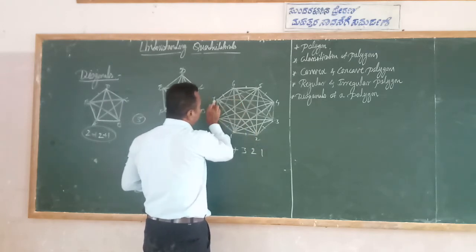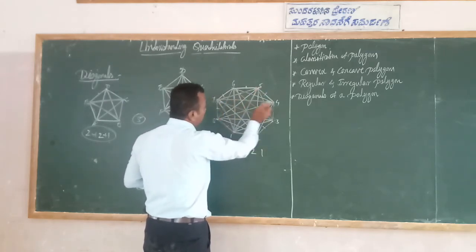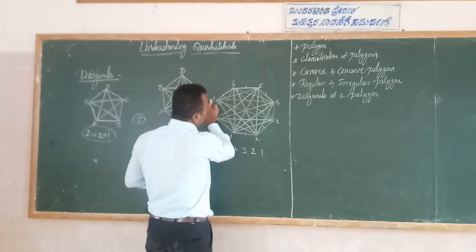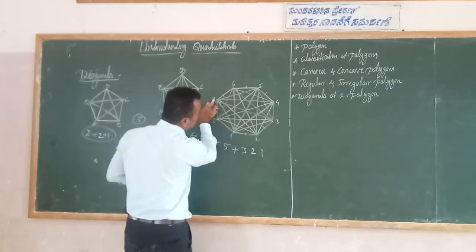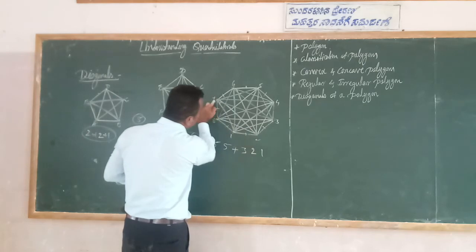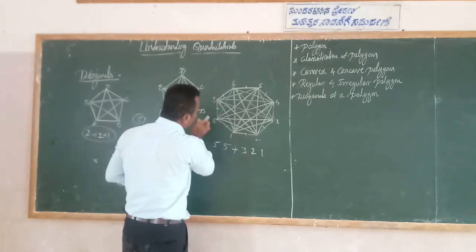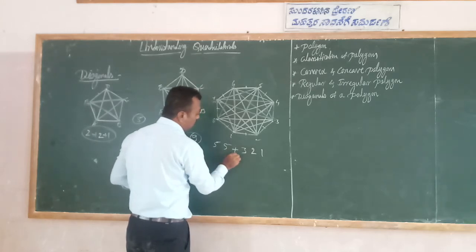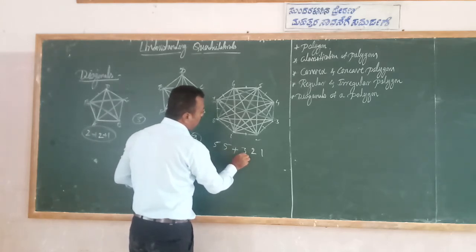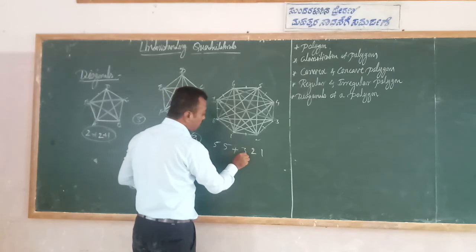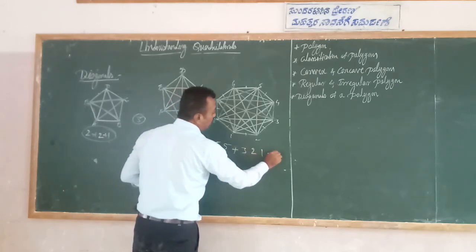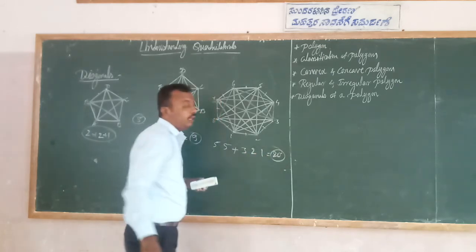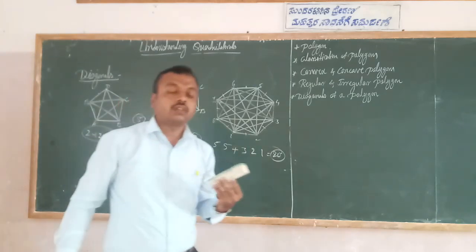Okay. Next, come to 7. 7 to 5 over. 7 to 4 over. 7 to 3 over. Then 7 to 2 over. 7 to 1 over. That's it. From 8, 8 is also over. 5 plus 4, 10. 10 plus 4, 12, 14, 14 plus 3, 17 plus 2, 19 plus 1, 20. So there are 20 diagonals in the octagon.